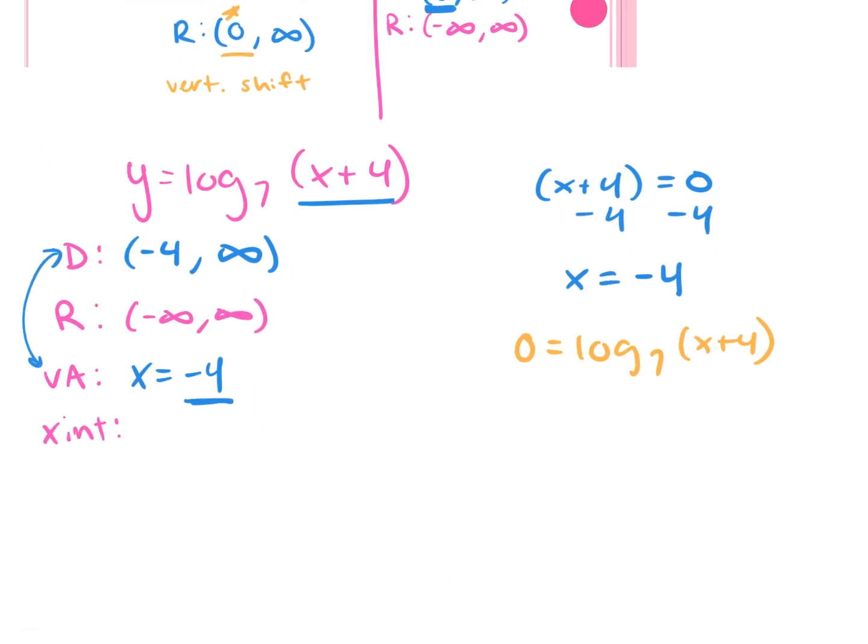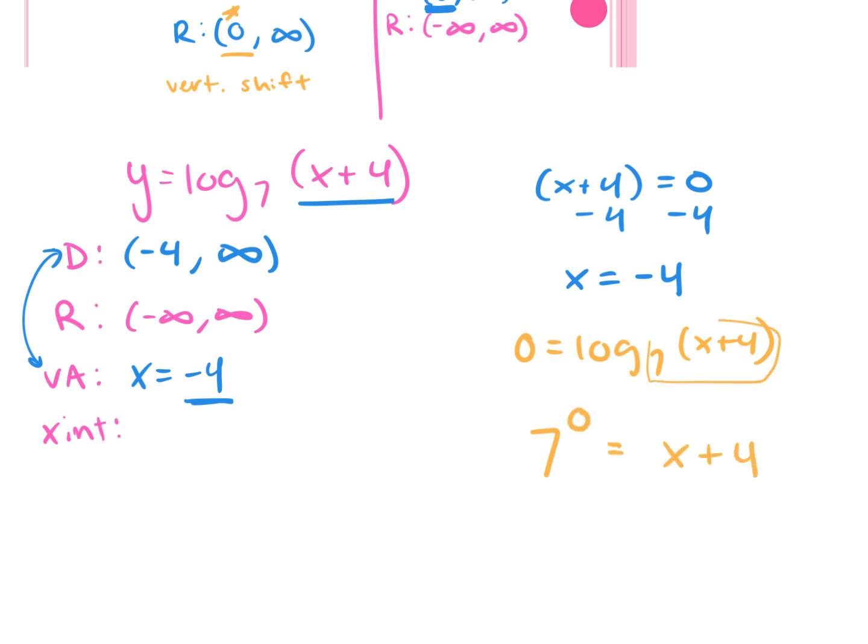I talked about this in part 1. Our brains can't really compute logs, but we can compute exponential equations. So let's turn this into exponential form. I'm going to start with my base. What's my base? 7. The other two numbers are going to switch positions. So 7 to the power of 0 equals x plus 4.